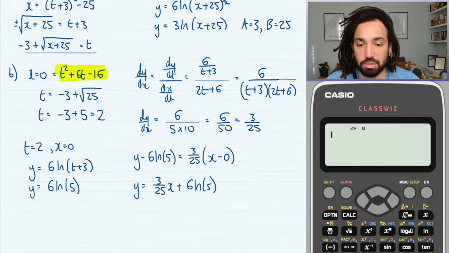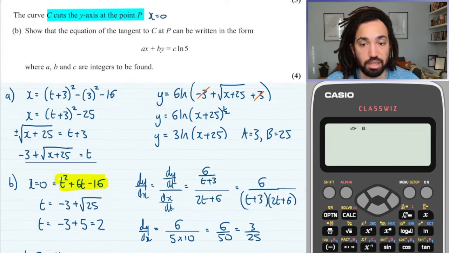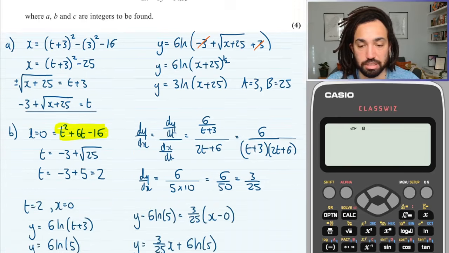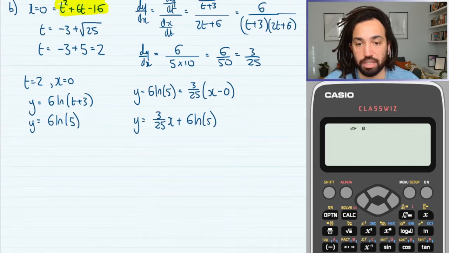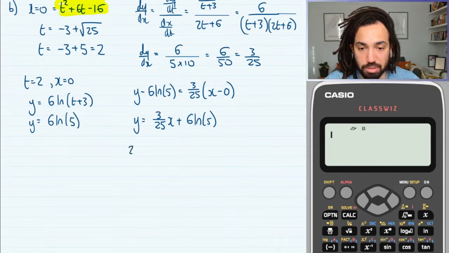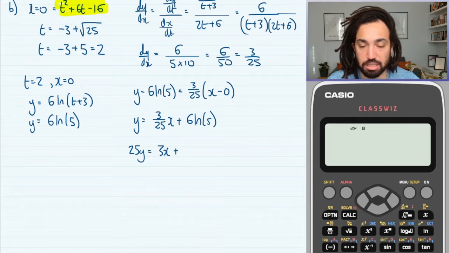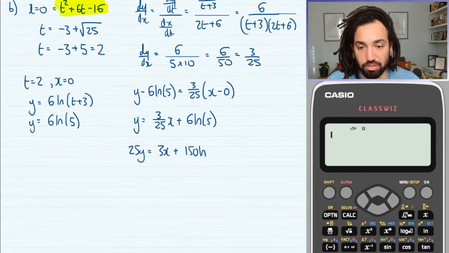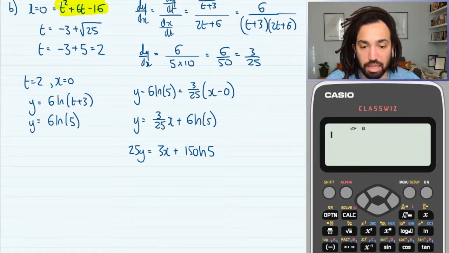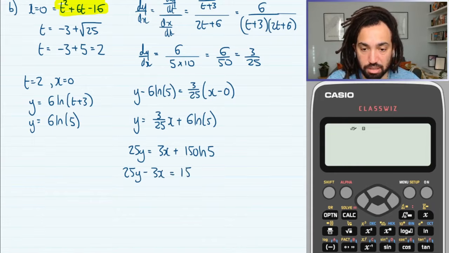Just double check how they want it, not how I've given it. So they want the x's and the y's on the same side, and they want it as integers. Fine. So we're going to multiply through by 25 to get 25y is equal to 3x plus 150 ln 5. And then we're going to move over the 3x like so.